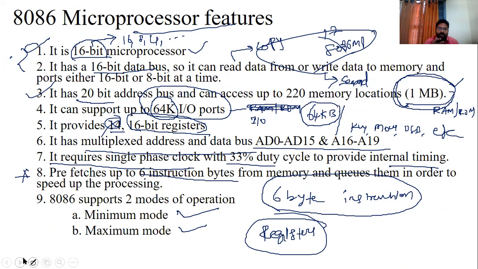How many bits is the 8086 microprocessor? You said it is a 16-bit microprocessor. So what is the size of the input output ports you are going to connect to this 8086 microprocessor? Only 64 KB memory size devices can be connected. Why is it 1 MB memory? Why is it not more? You see this.